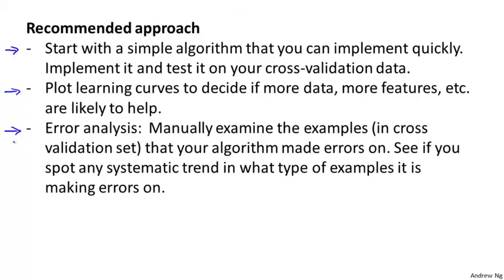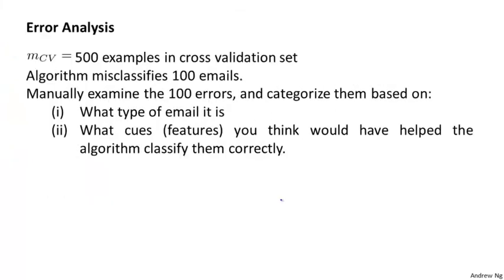Concretely, here's a specific example. Let's say you've built a spam classifier and you have 500 examples in your cross-validation set, and let's say in this example that the algorithm has a very high error rate and it misclassifies 100 of these cross-validation examples. What I do is manually examine these 100 errors and manually categorize them based on what type of email it is and what cues or features you think might have helped the algorithm classify them correctly.